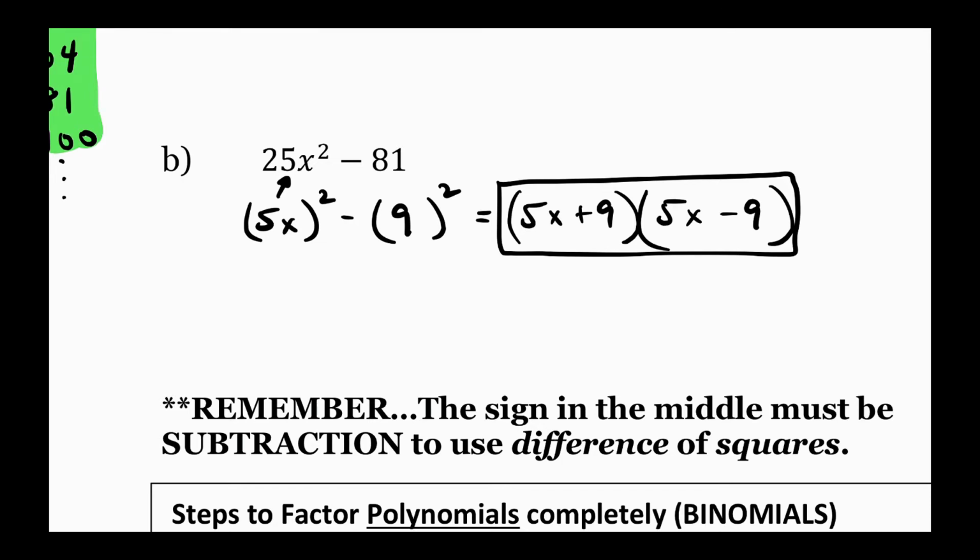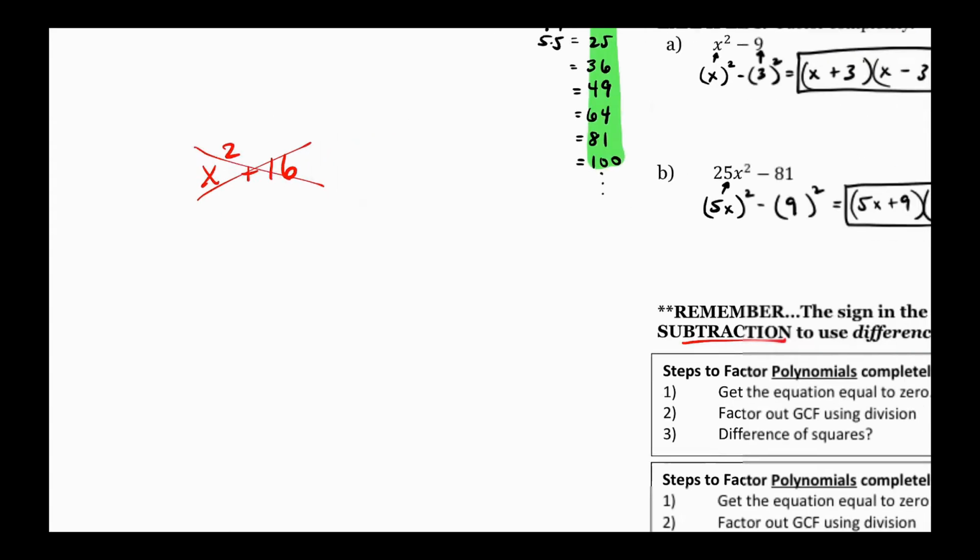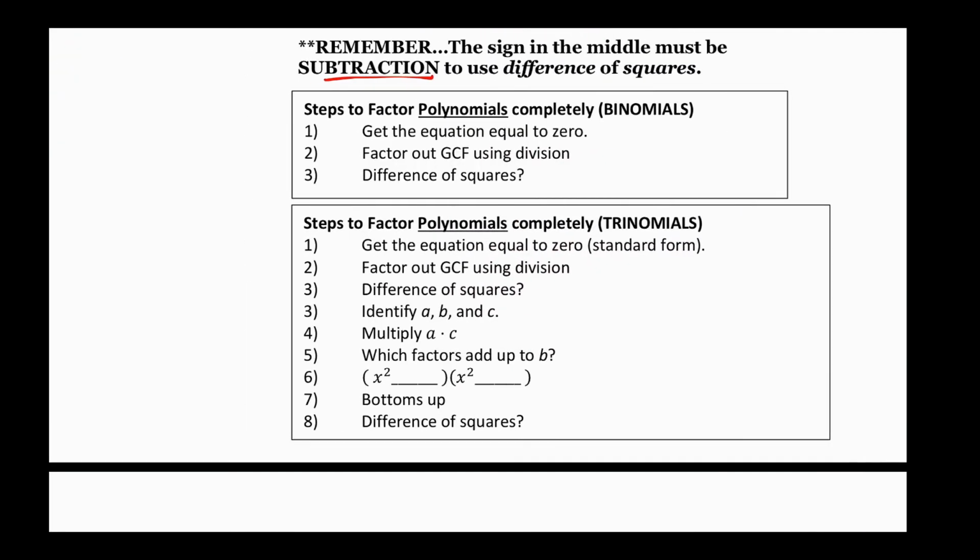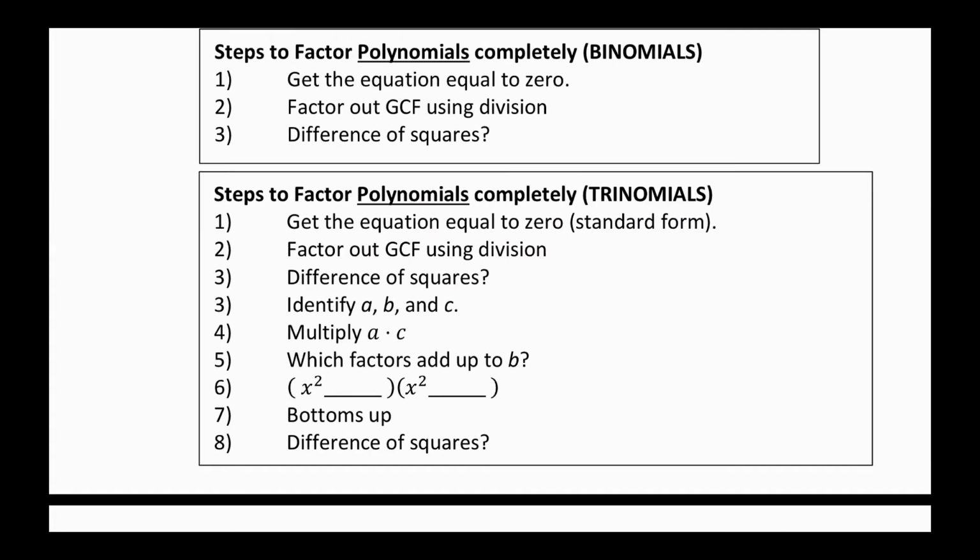It can't be addition. So if I see something like this, I can't use it, even though 4 times 4 makes 16. This one right here won't work because it's not subtraction. It has to be difference of squares. There's no such thing as addition of squares or sum of squares. Okay? All right, so really that's the new stuff.